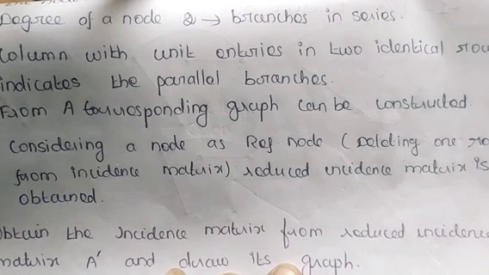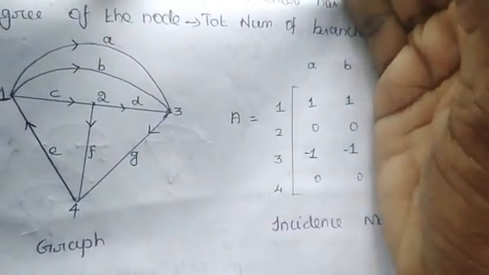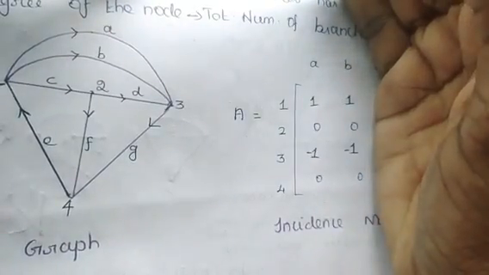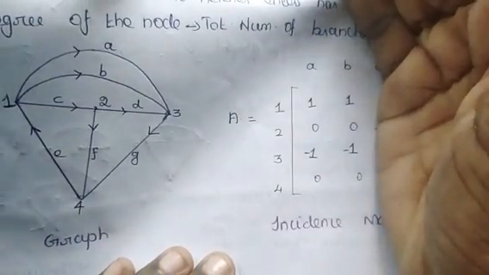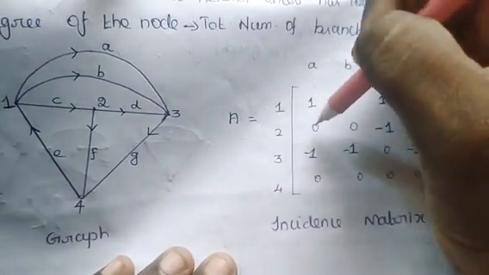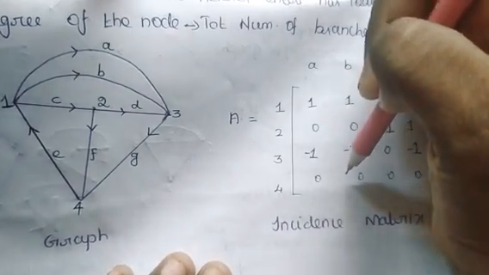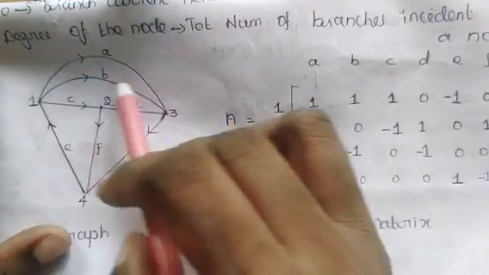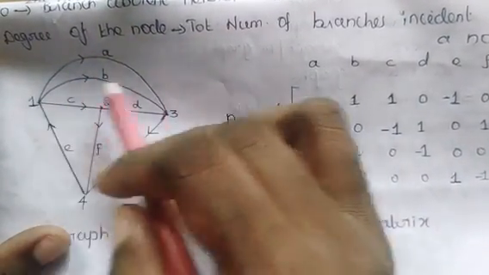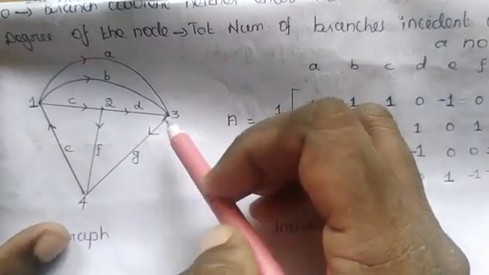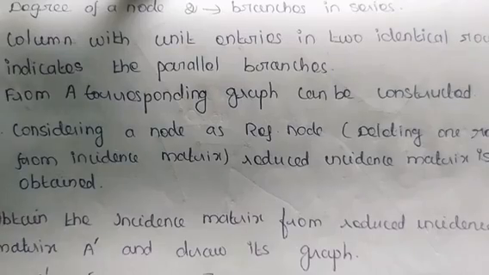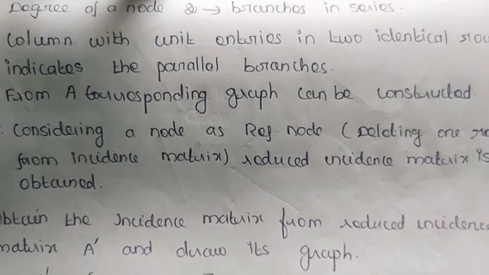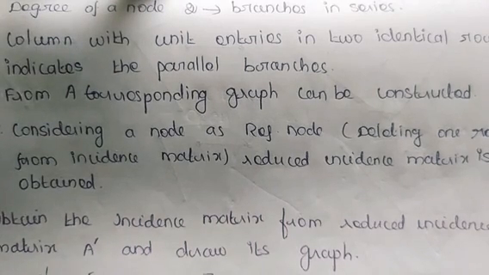Next property, columns with unit entries in 2 identical rows indicate parallel branches. Observe the first 2 columns of our incidence matrix, A and B. They took similar values: first row plus 1, second row 0, third row minus 1 and fourth row 0. And observe here that A and B are parallel. A and B branches are parallel because they are connected between nodes 1 and 3. So from a given incidence matrix you can construct its graph. So that's the next property.